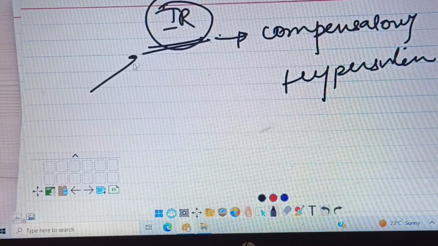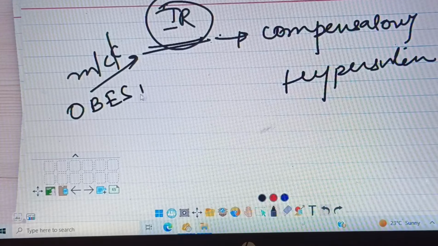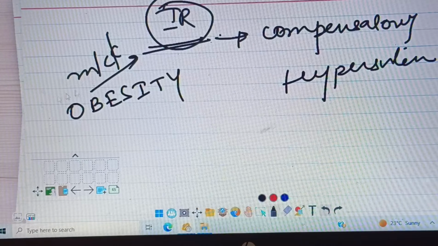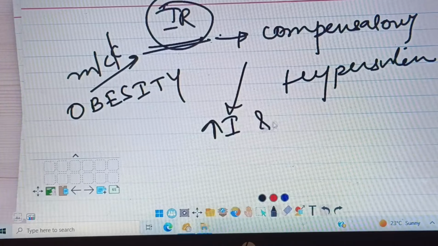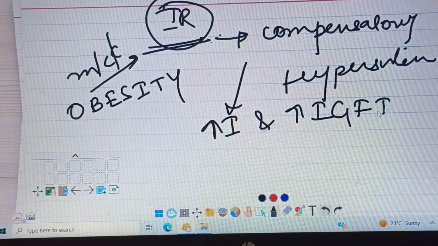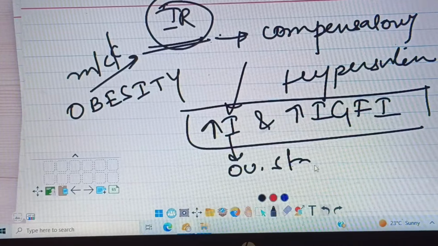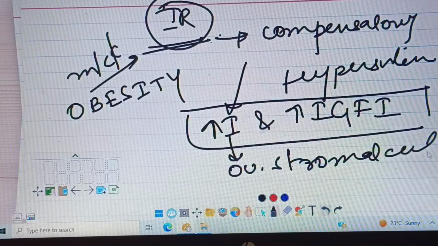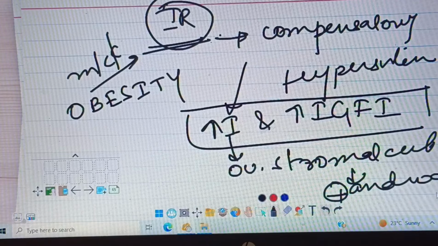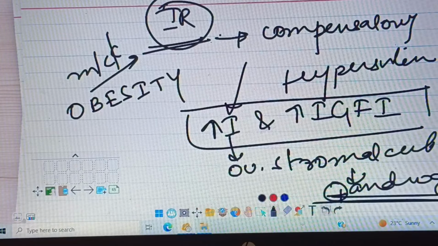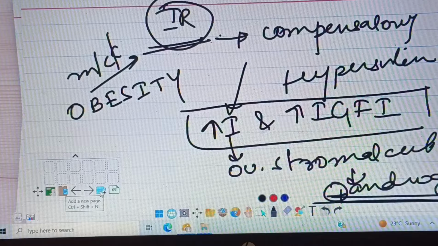Now, what is the most common cause of this insulin resistance? The most common cause of insulin resistance is obesity. So what happens? This compensatory hyperinsulinemia, there is increased insulin and insulin like growth factor 1. Their receptors are present in the ovarian stromal cells. Now what do they do? They stimulate the ovarian stromal cells to produce more androgen.